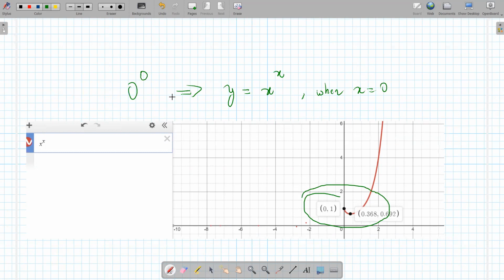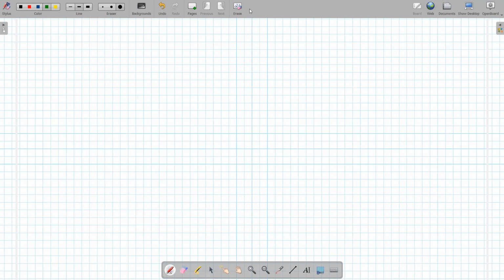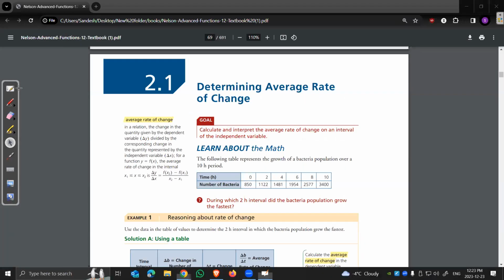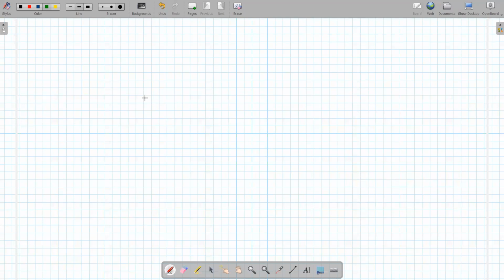How do you have nothing and you take it to the power of nothing and then get something out of it? How is that possible? It's actually not 1. What it is, is that there is actually a hole there, okay? There is a hole over there.